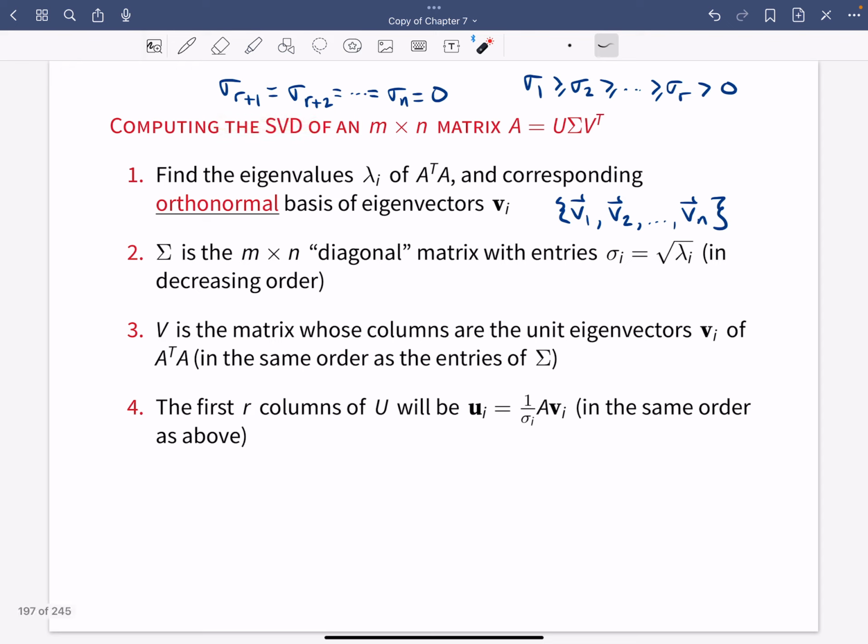So you take your v vectors, you multiply by A, and then you divide by the corresponding singular value, and that's going to give you, if you do that to v1, u1, which is going to be the first column in your U matrix. If you do that to v2, that's going to give you u2, which is going to be the second column in your U matrix, and so on.